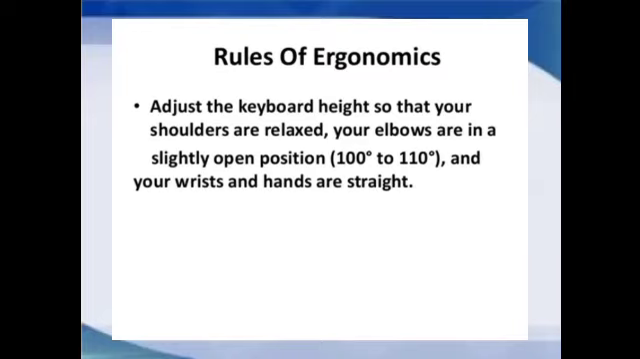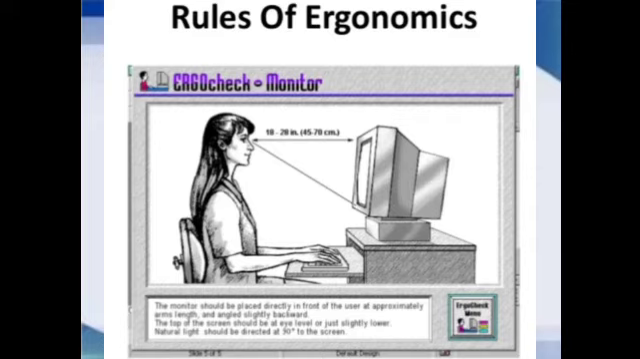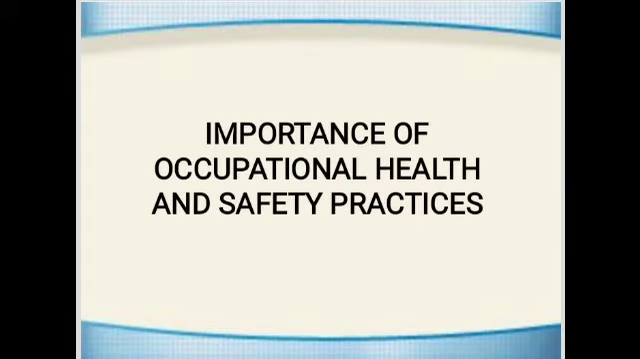Next slide will show you the good position when you are facing a computer. As you can see, the monitor should be placed directly in front of the user at approximately arm length and angled slightly backward. As you can see, his arm is supporting his wrist. Okay, next, let's move on to the importance of occupational health and safety practices.